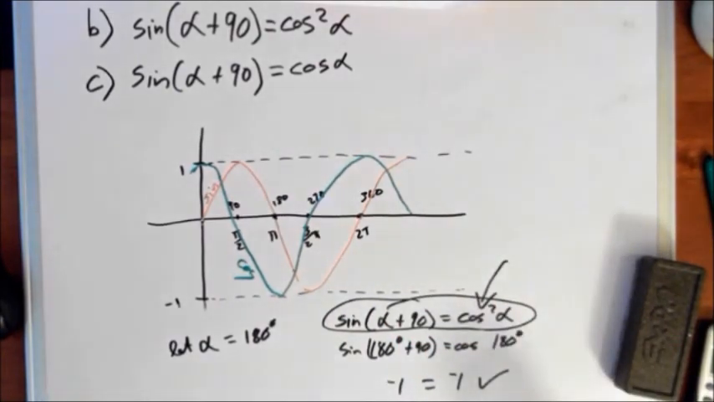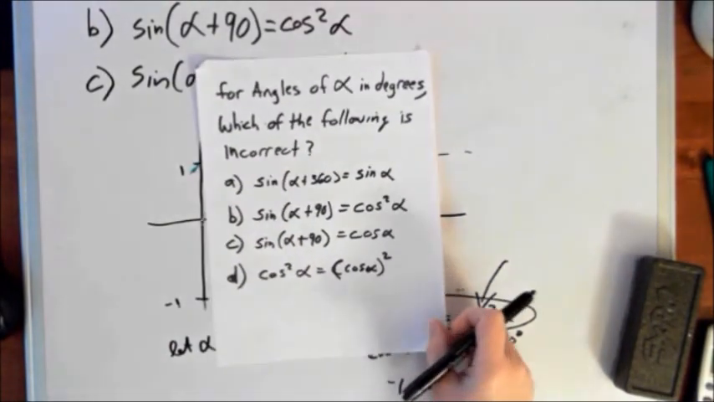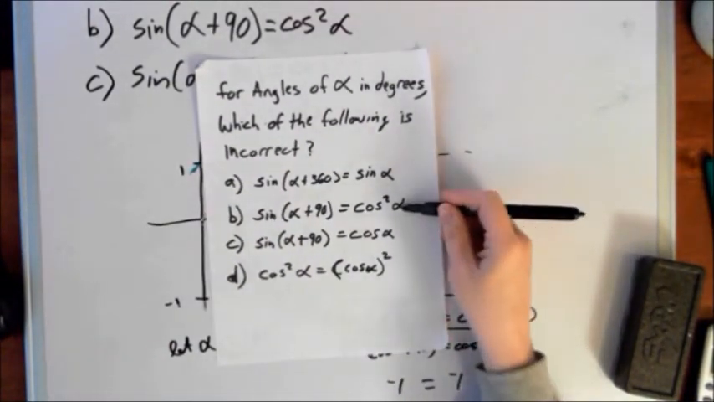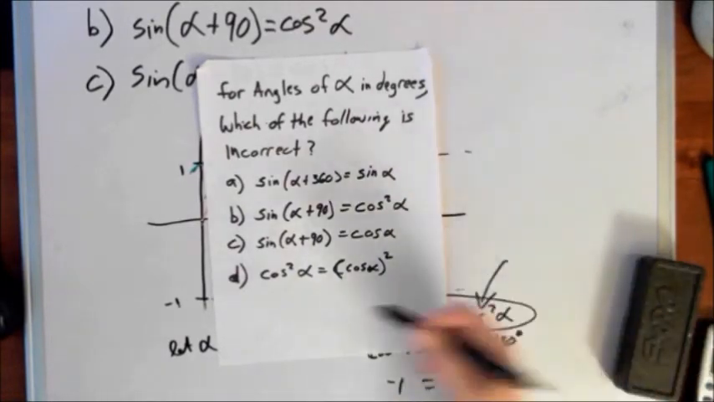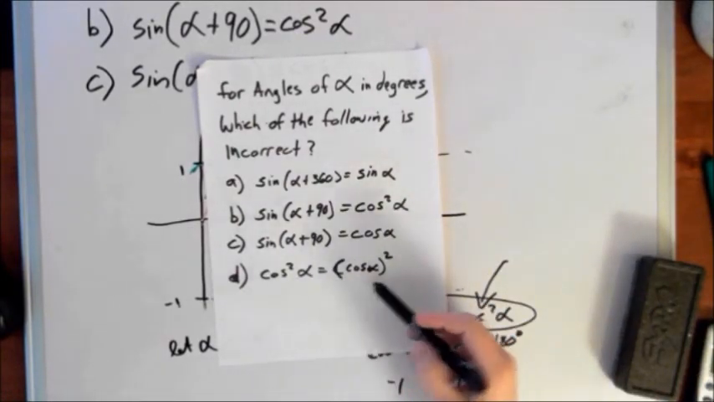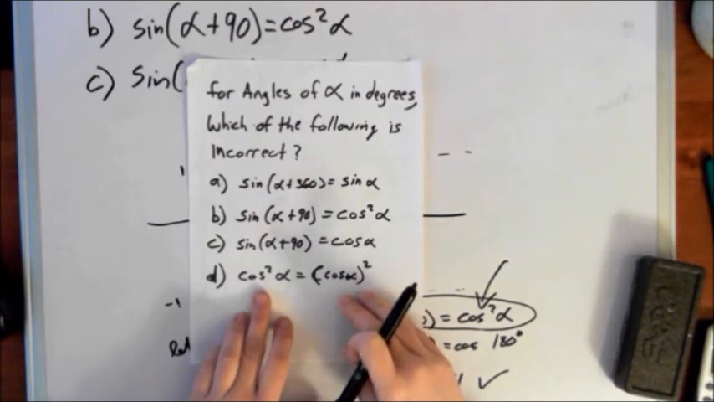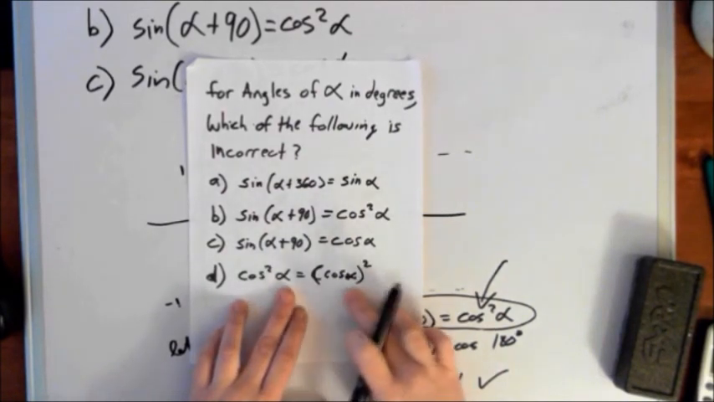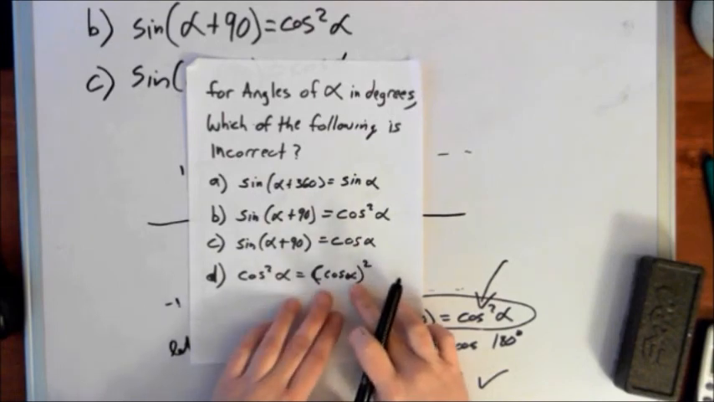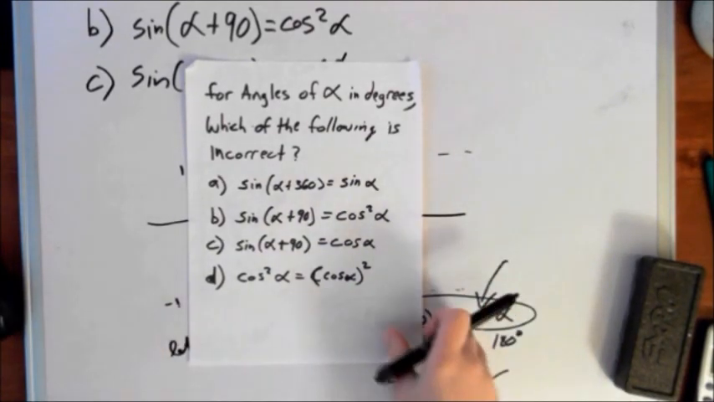So with that, at this point, I can pretty much say that B is the incorrect answer due to the cosine squared. Just carrying on a little bit more, let's also look at D, because we need to evaluate that as well. Well, on D, this is just by definition. Remember that cosine squared alpha is, by definition, the same as writing cosine alpha squared. So D is correct, and we've already gone over that one.